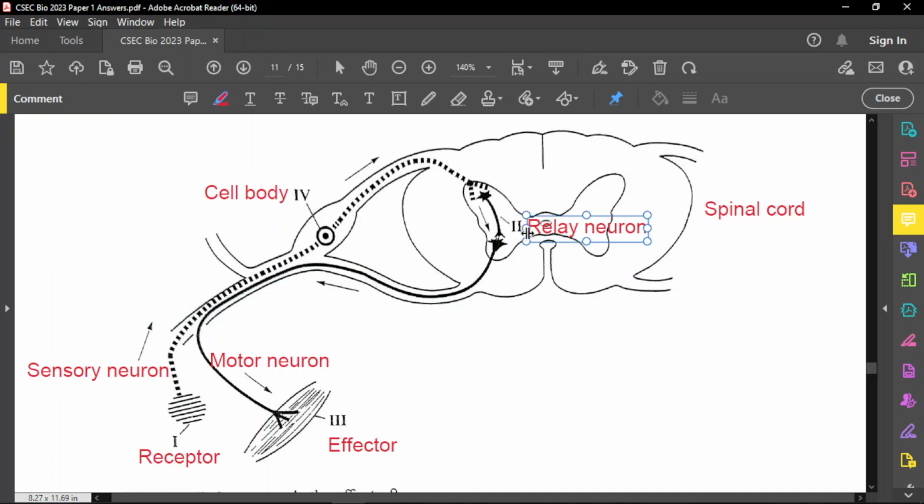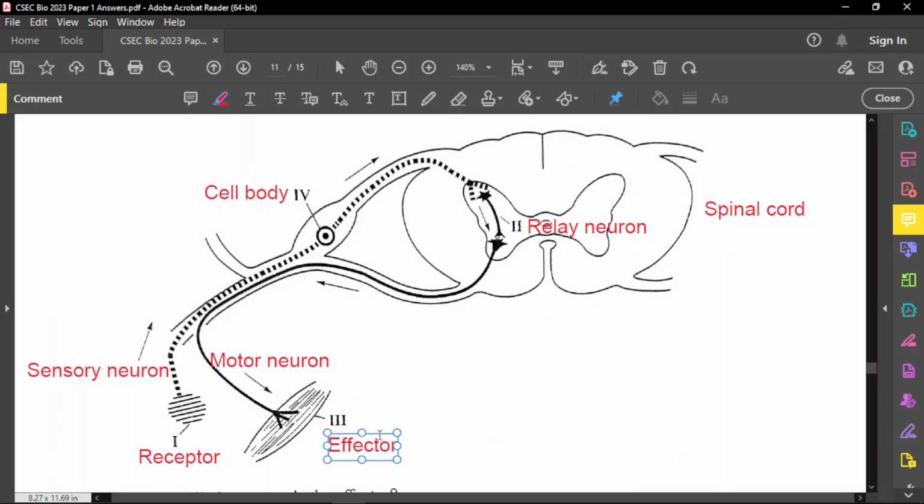Then we have a relay neuron. And the last neuron coming out of the spinal cord is the motor neuron. A point to note is that all 3 neurons meet in the gray matter of the spinal cord. So neuron 2 is the relay neuron, but this structure right here is the gray matter. The outer part is the white matter. So the outermost part of the spinal cord is the white matter.